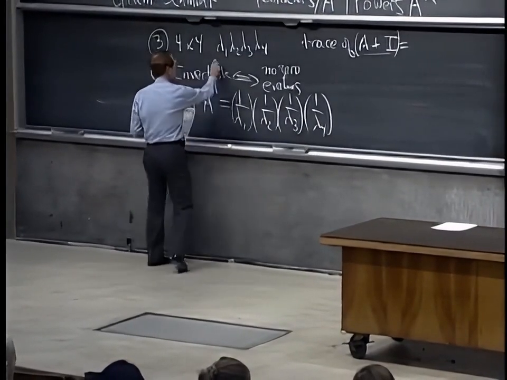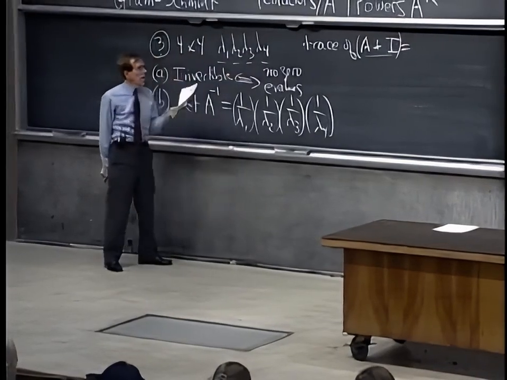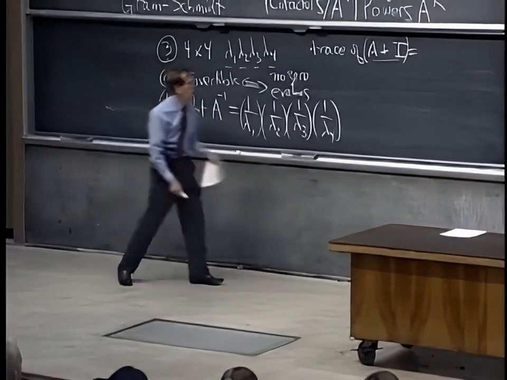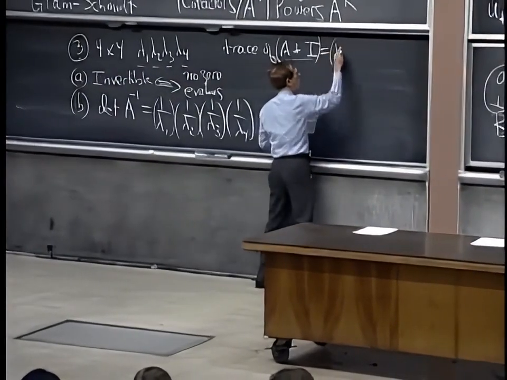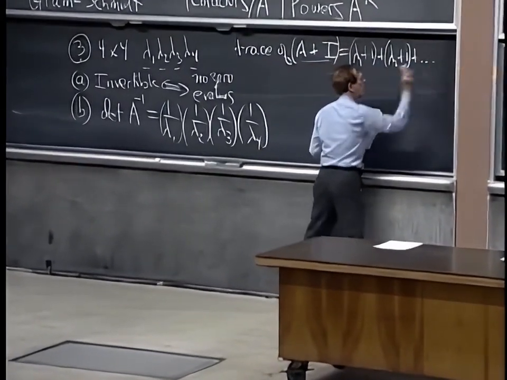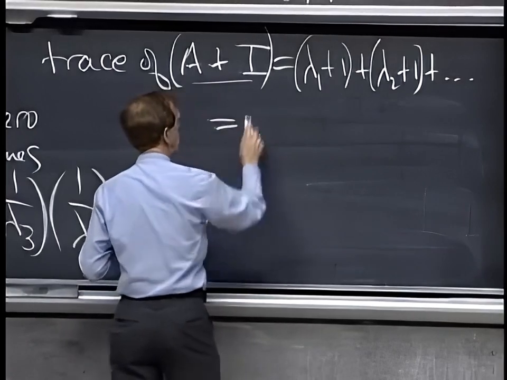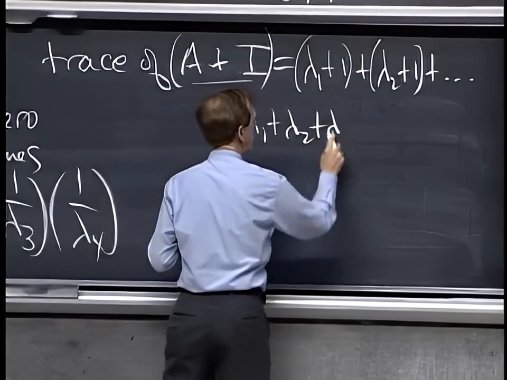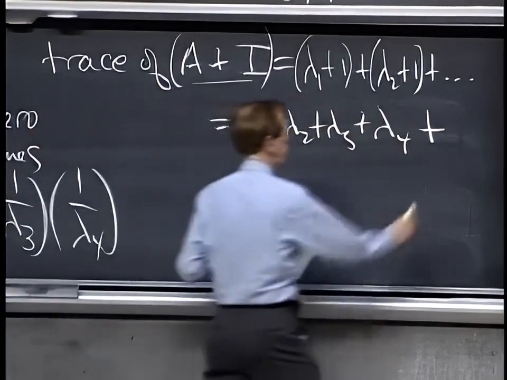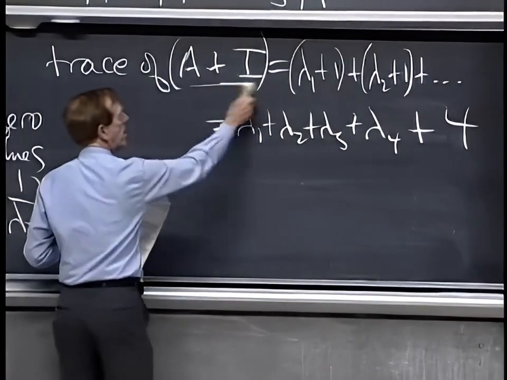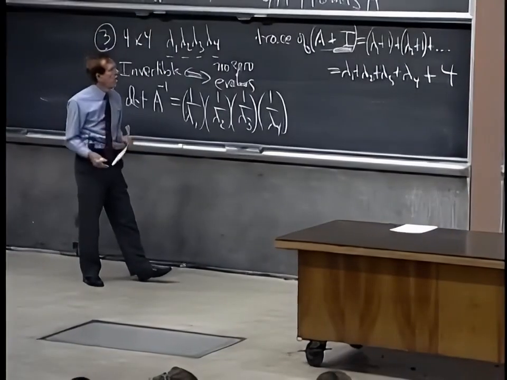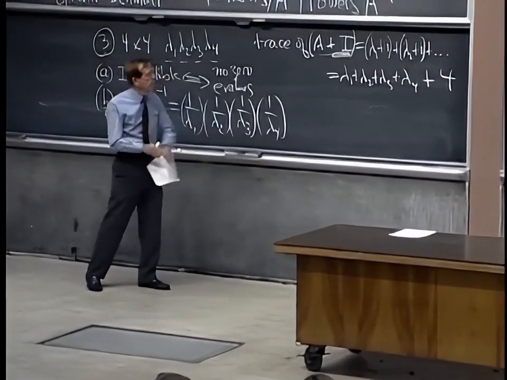When the matrix A has eigenvalues lambda 1, 2, 3, and 4, then if I add the identity, that moves all the eigenvalues by 1. So I just add up lambda 1 plus 1, lambda 2 plus 1, lambda 3 plus 1, lambda 4 plus 1. So it's lambda 1 plus lambda 2 plus lambda 3 plus lambda 4 plus 4. Right. That movement by the identity moved all the eigenvalues by 1, so it moved the whole trace by 4. So it was the trace of A plus 4 more.